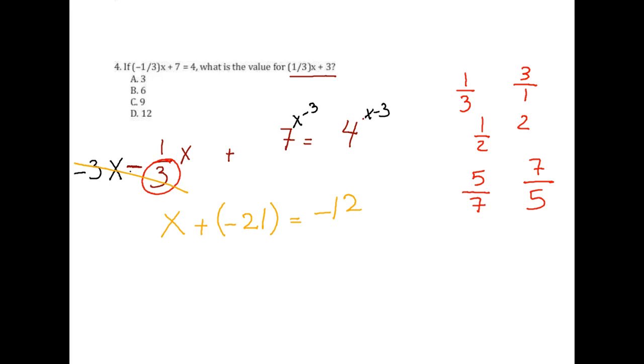Continue with inverse operations. We need to get rid of negative 21. So we're going to add 21 to both sides of the equation. So x equals 21 minus 12.